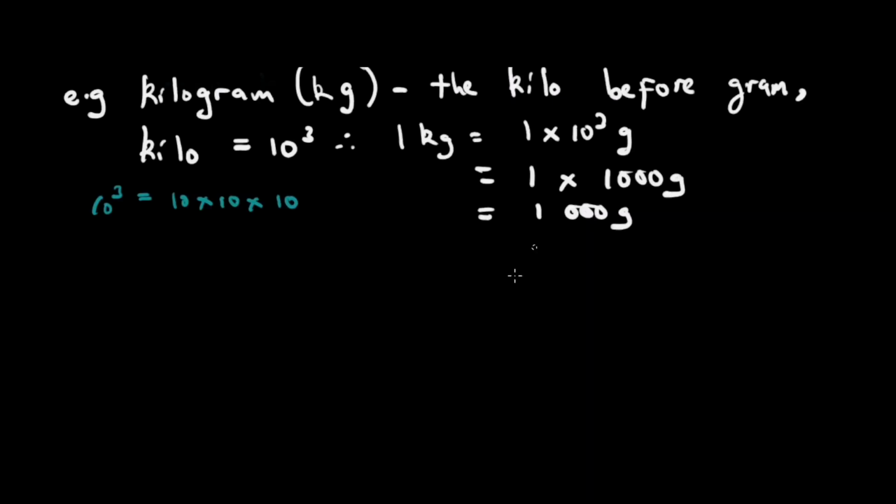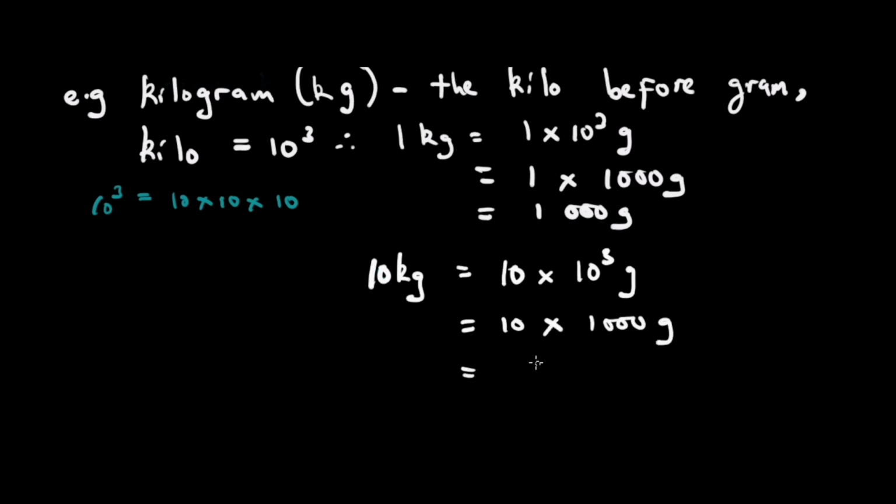A question may come asking, for example, tell us how many grams are in 10 kg. So you write 10 kg, then say 10 kg is equal to 10 times kilo, which means 10 to the power 3 grams. So here we have 10 multiplying 1000 grams, which gives us, of course, 10,000 grams. So kilo means 10 to the power 3.